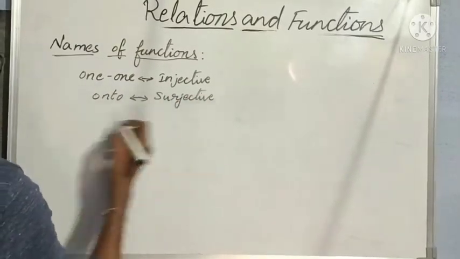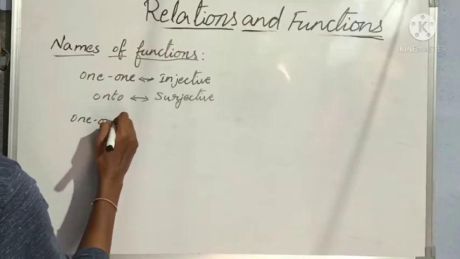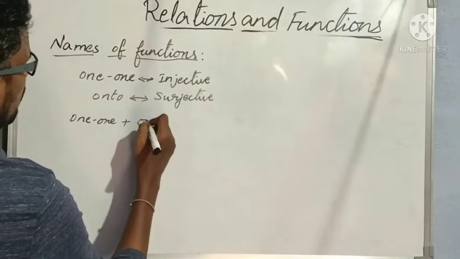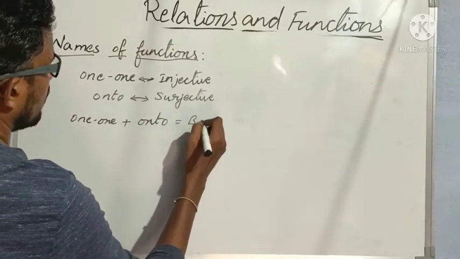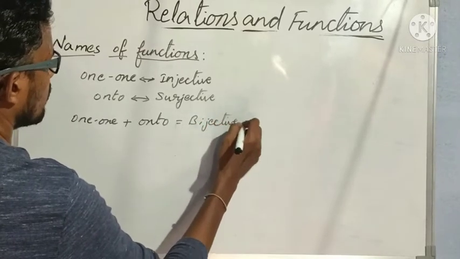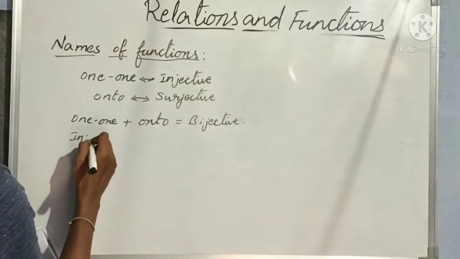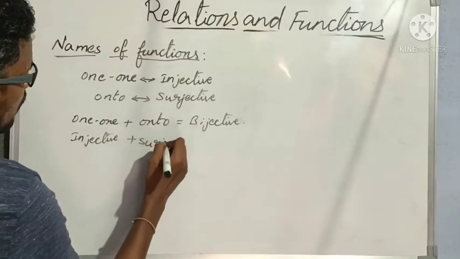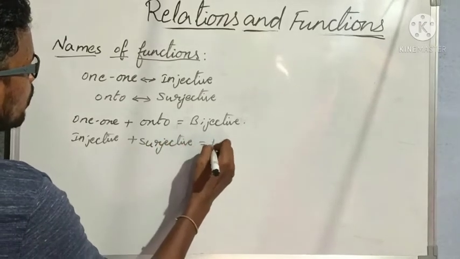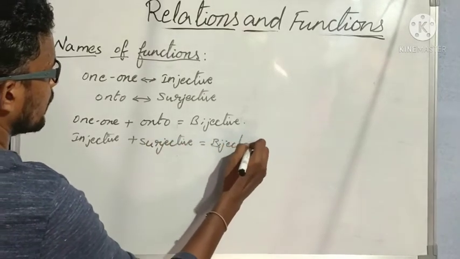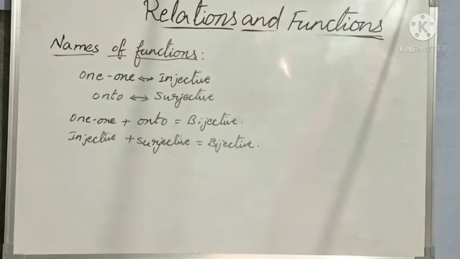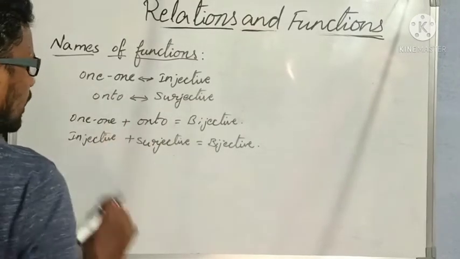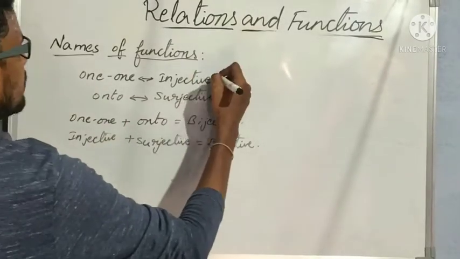Okay, next, if a function is both one one and onto, then that is bijective. Means in our new names, if a function is both injective and surjective, then that is bijective. Why are we using these? Because in the inverse of a function we need to use one one and onto. That's why we use these names, injective and surjective.